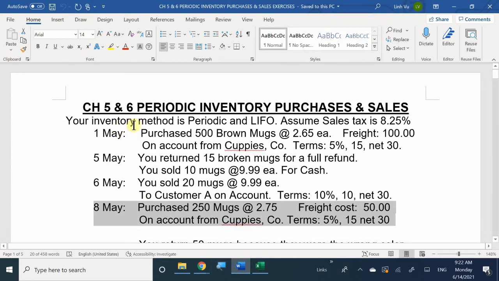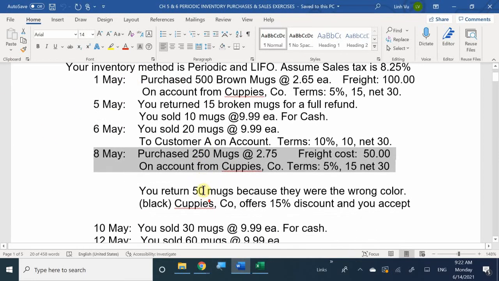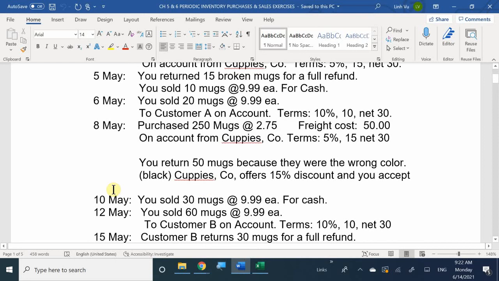So then what happened that very same day? We had to return 50 because they were the wrong color. Okay, what else? And was offered a 15% discount. Okay, and we accepted. Good. Because they were specific, like they said it was the wrong color, and then they put in quotations, it was black. So also journal that as well in the notes. You could, yes, you can, if you'd like.